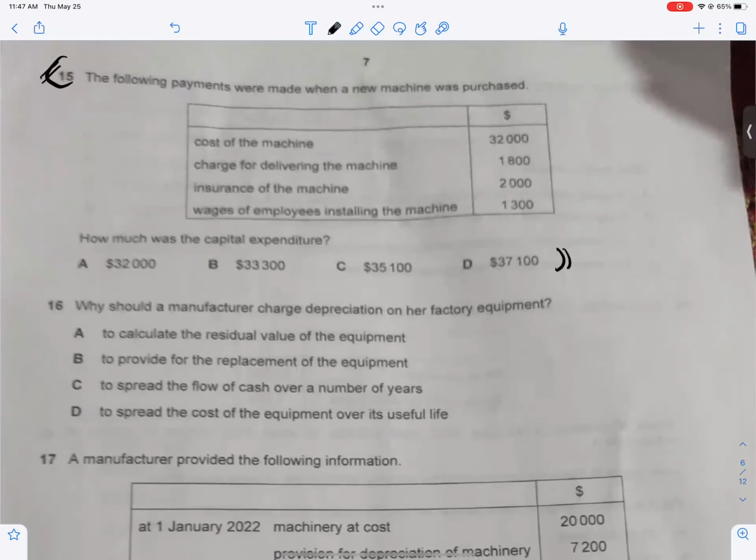The following payments were made when a new machine was purchased. How much was the capital expenditure? Can you read the question clearly because I'm recording it?